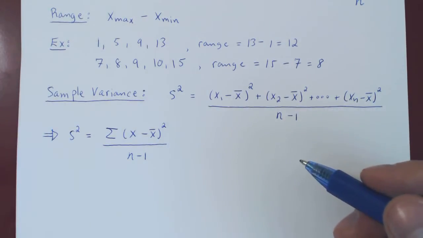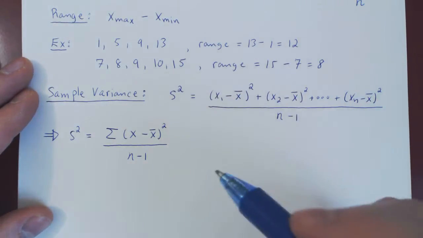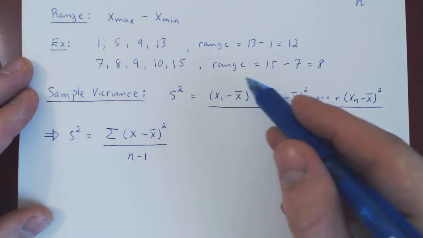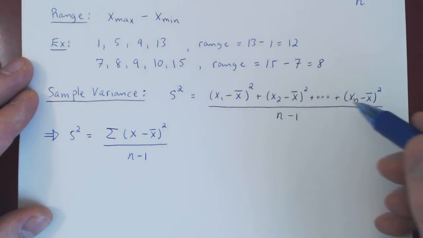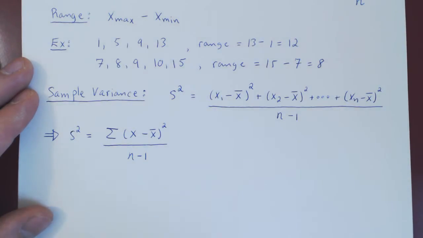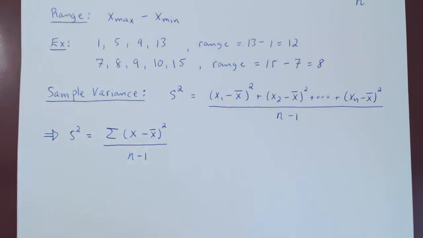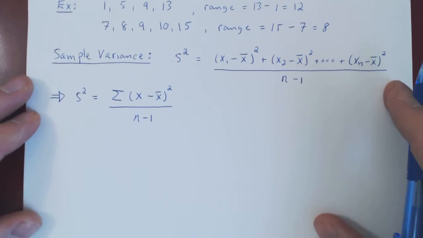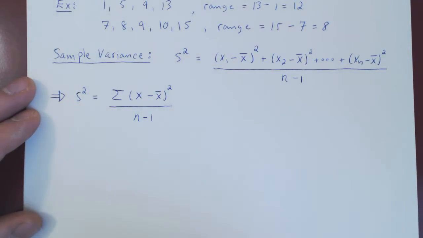Now there is a problem here. Suppose the distance between x1 and x bar was 5, then by squaring it you get 25, which is way bigger. So by squaring, very often we are artificially making this measure larger than it actually should be. And this is where we will construct our sample standard deviation, which will be brought back down to a more reasonable size.